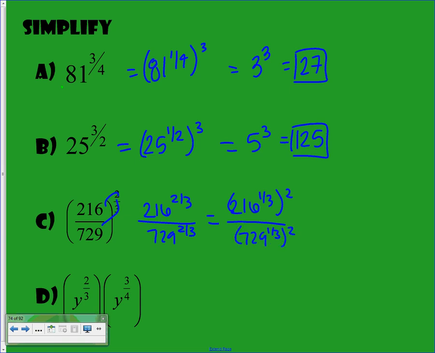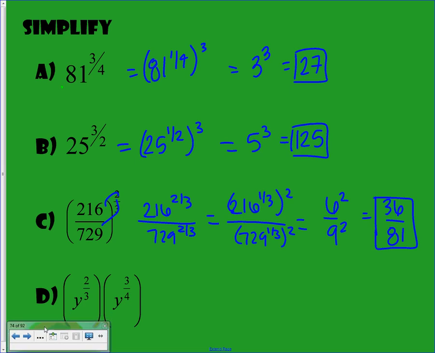If I take a look at the top, 216 to the 1/3 is what to the 3rd power is 216, and that's a 6. And I still have my squared, so the top becomes a 36. On the bottom, I have what to the 3rd power is 729, and that is a 9. I still have that squared, so I get 81. So my final answer is the fraction 36 over 81.